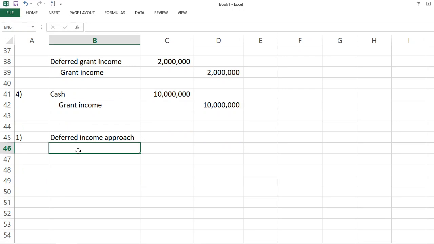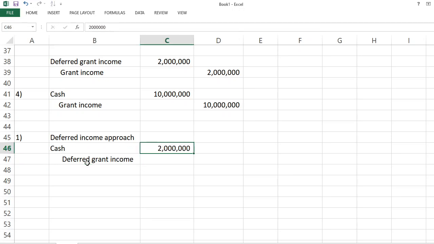We received a government grant of 2 million. I think this is cash, right? In relation to the construction of a building. So, we have cash debit, and credit deferred grant income, in the amount of 2 million. We were supposed to build a building which was located in the slums of the city.